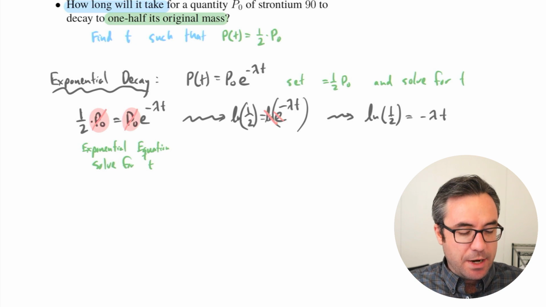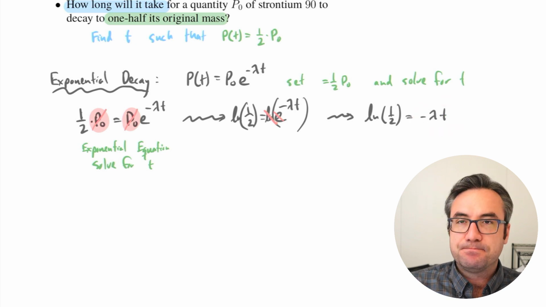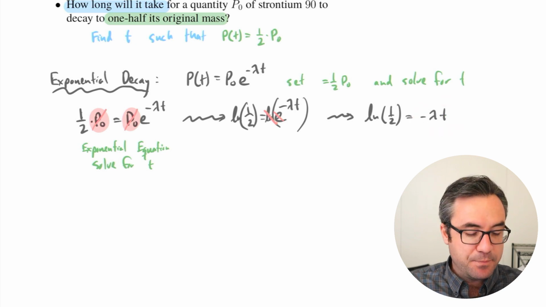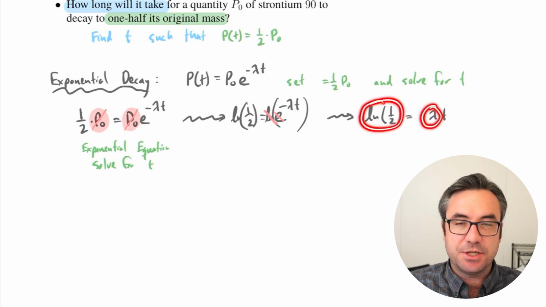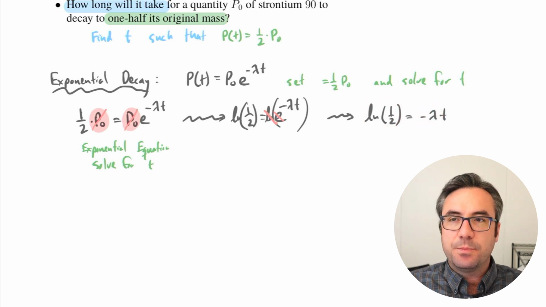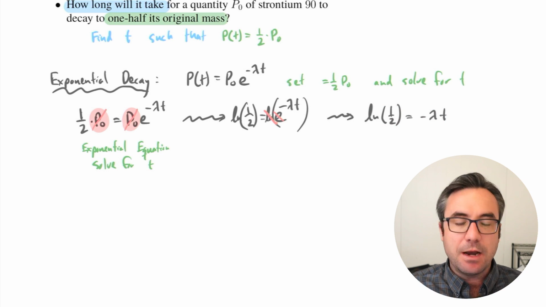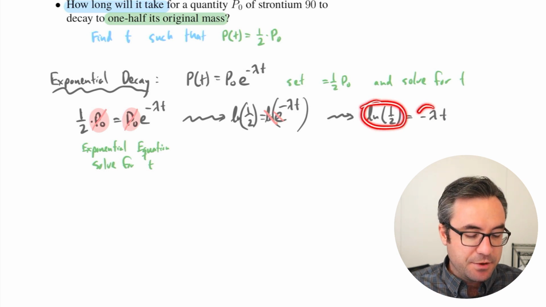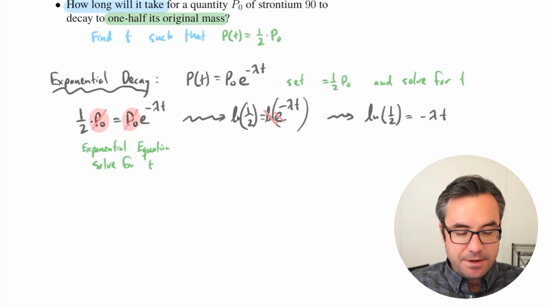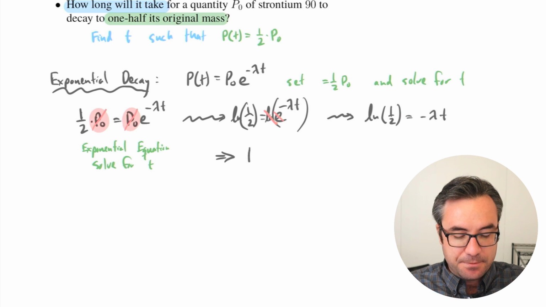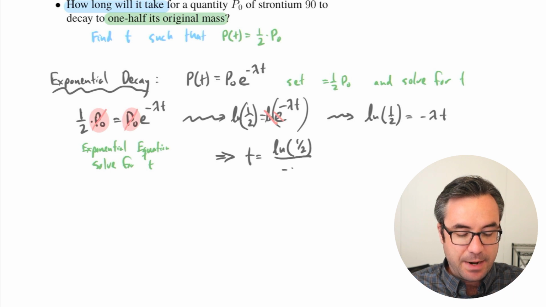And then the last thing we want to do is divide by negative lambda. Again, this is just a constant. This is just a constant. So don't be thrown by these complicated looking numbers. This is just a number. This is just a number. So we can solve for t. And we get t is equal to natural log of 1/2 divided by negative lambda.